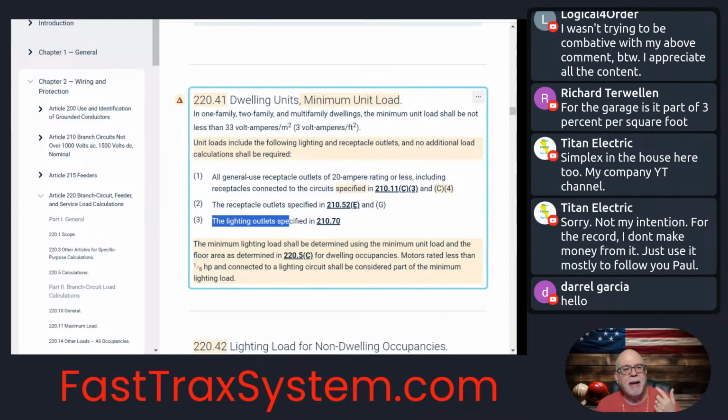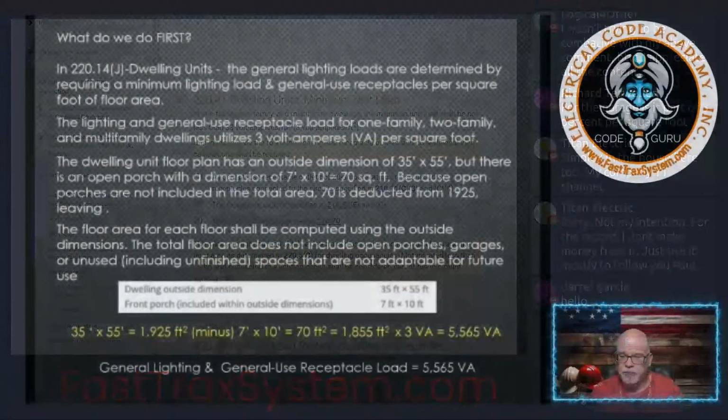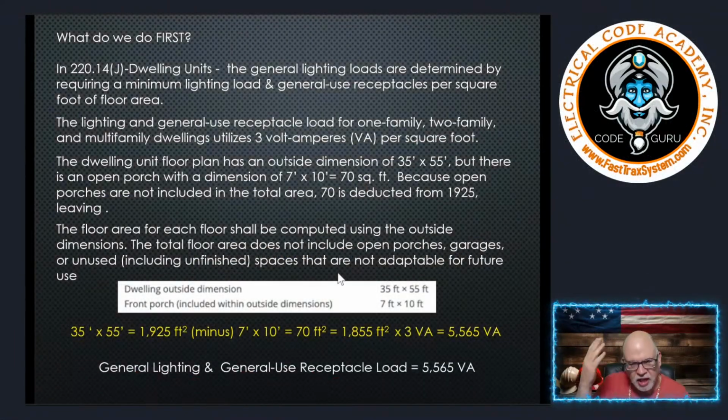Okay? But my main point here is to show you that there was this slight change. The rules didn't change. It's simply the same as it was before, but I wanted to show you the NEC. Okay, mission accomplished on that. So, 3 VA per square foot.